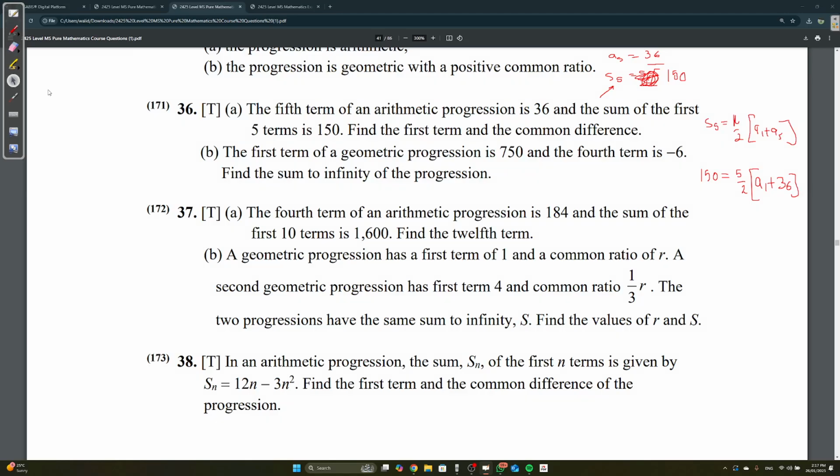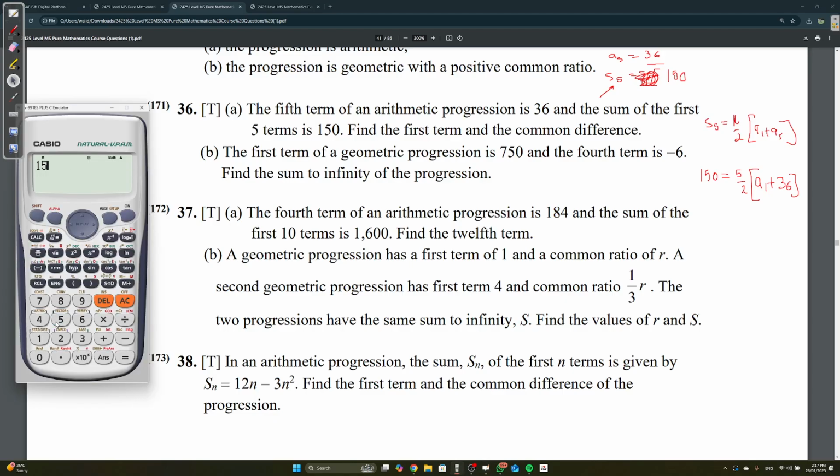Can we solve this? Of course we can. You can just solve this. Everybody has their own way of solving. I'll do this. Now a1 plus 36, subtracted by 36, you're going to get a1 is equal to 24. But what do we need? We need the common difference.